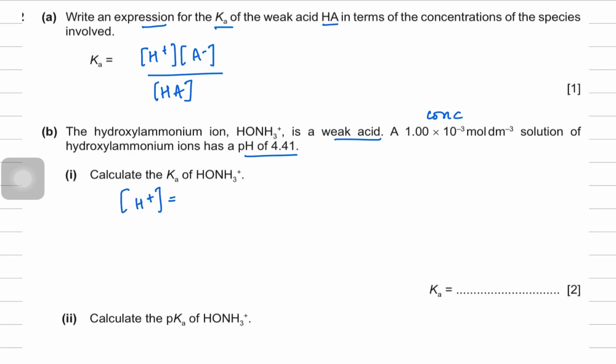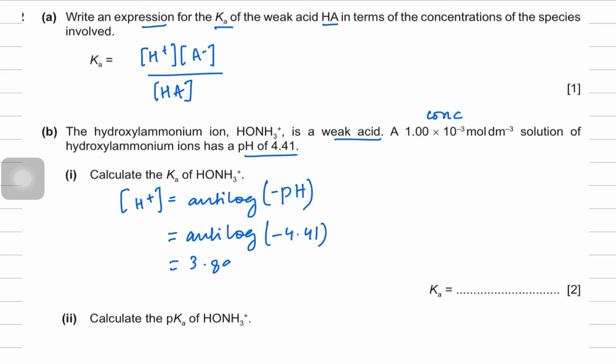Now for that, we know that H plus ion concentration can be found out by the antilog of the negative pH value, which is 10 exponent negative pH. Antilog of negative 4.41 is going to be equal to, let me do it, 3.89 exponent minus 5 mole per dm cube. So you have the H plus ion concentration.